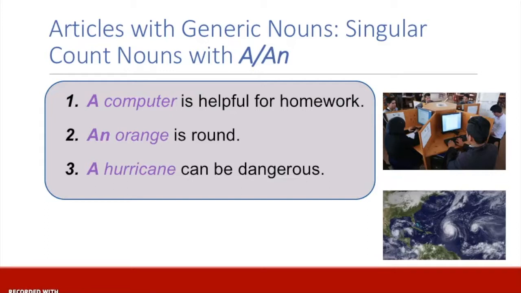A hurricane can be dangerous. This example is also not talking about only one specific hurricane. It's talking about hurricanes in general. So this is the generic use of singular count nouns with a or an.